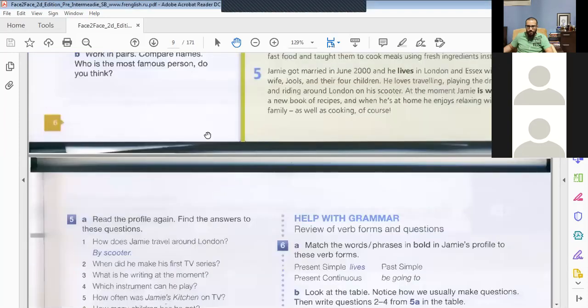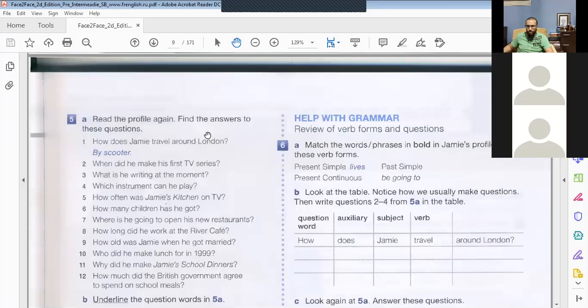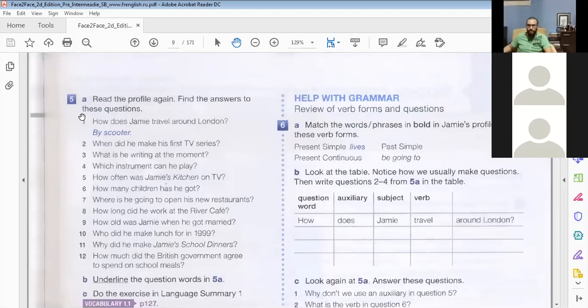So in number 5 here, we have some questions. And all of these questions, of course, are about Jamie Oliver's profile. So you read the profile again and then find the answers to these questions. The first one is used as an example. How does Jamie travel around London? He does this by scooter.